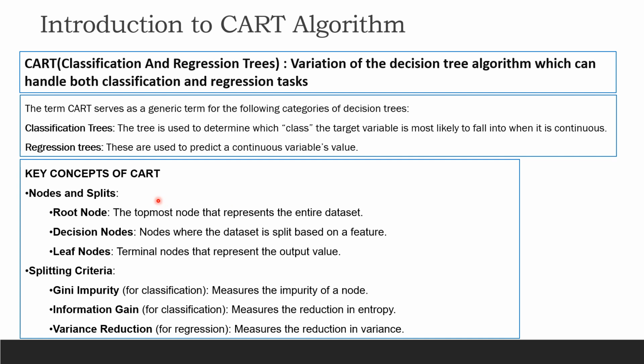The key concepts in this algorithm are a quick brush up of what we covered in the previous two presentations. What is a root node? The topmost node that represents the entire data set. The decision nodes where splitting happens, and the leaf nodes, which have the most homogeneous data, or one category of data. These are the terminal nodes where the flow of the tree ends. And these are the splitting criteria. We have already covered Gini impurity and information gain. Today we are going to cover variance reduction.